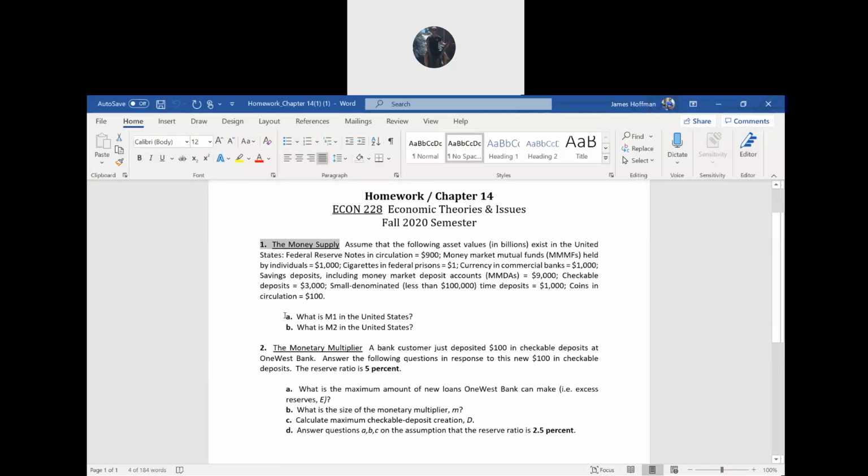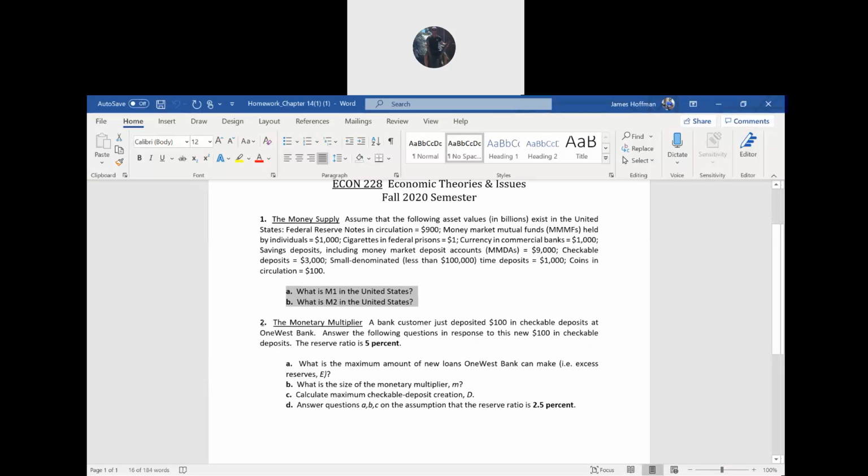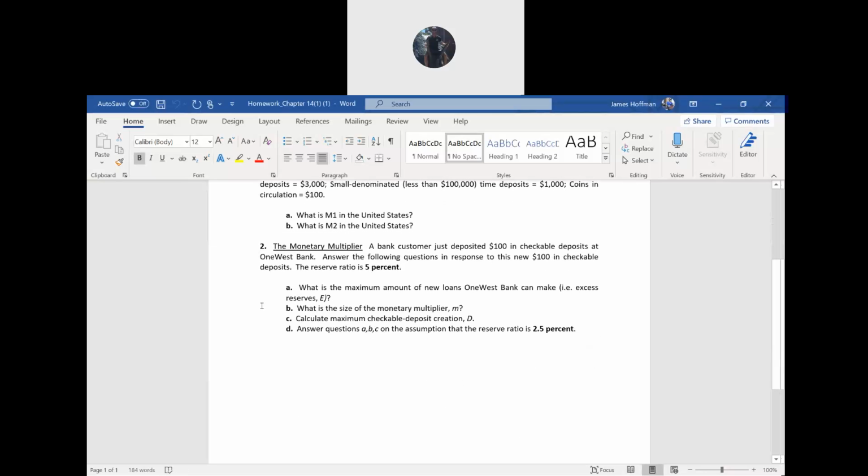So just go through the items and use those simple formulas and calculate M1, and then go through the items and calculate M2. All right, so just start with the original formulas and put the items in there, and don't put the ones in that don't go, but just use the identity to calculate M1 and then M2 like we did in the example. And then another one like we just did on the monetary multiplier and checkable deposit creation.